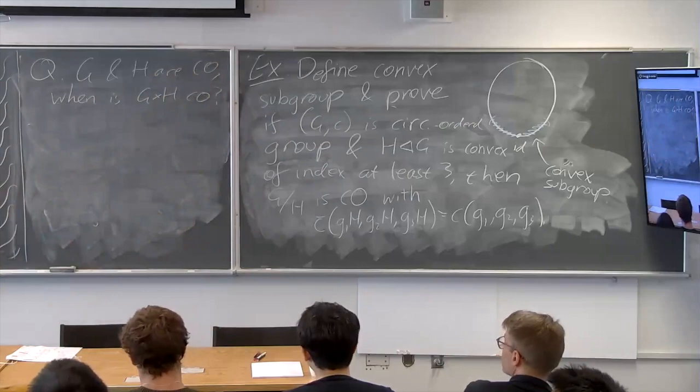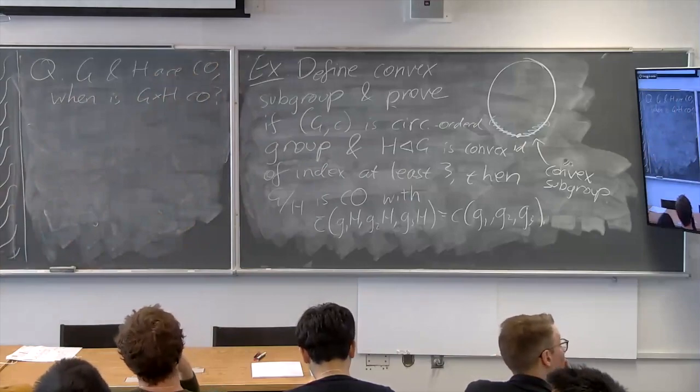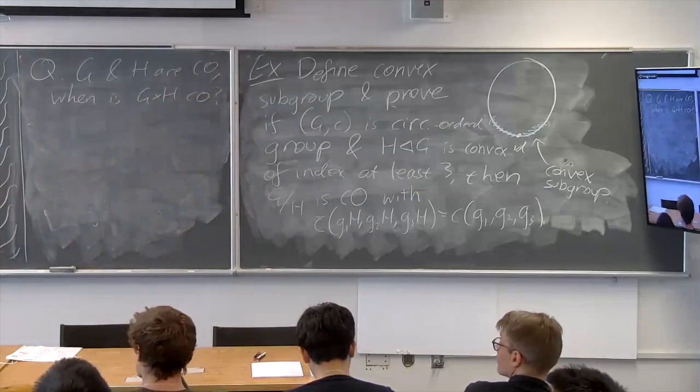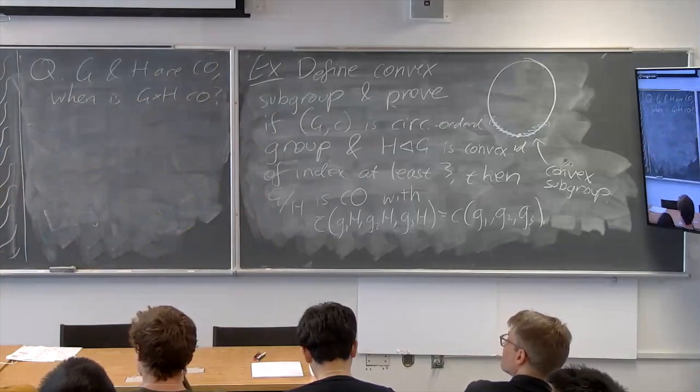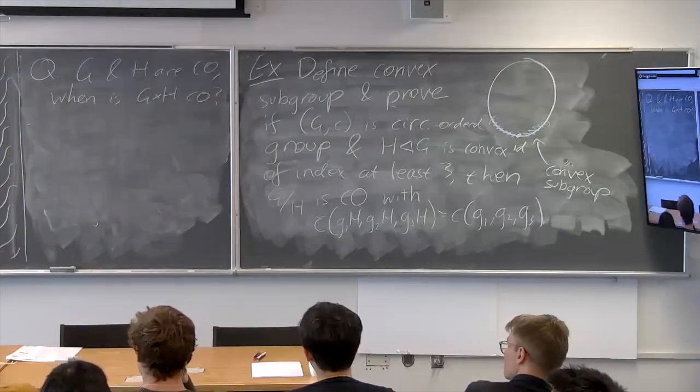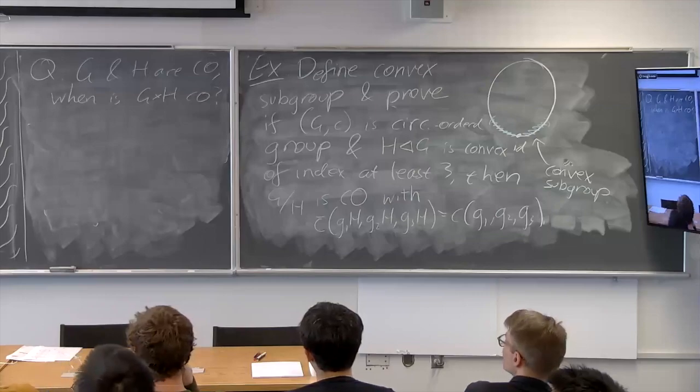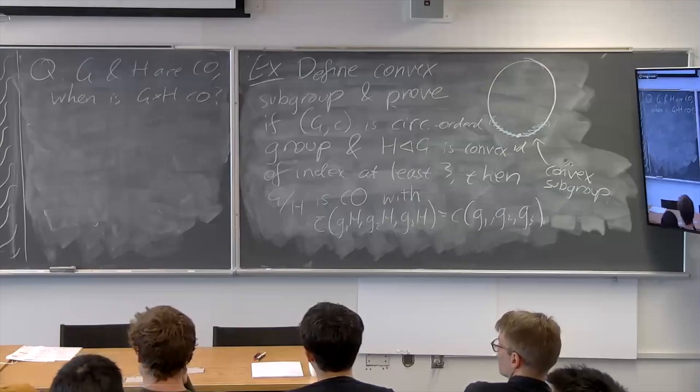Does every circular orderable group have a central extension by Z, which is left orderable? Yeah, that's next lecture. That's the whole of next lecture. That's exactly what's going to happen. Good. Great. Intuition is spot on.